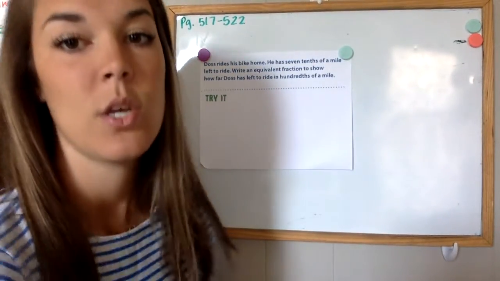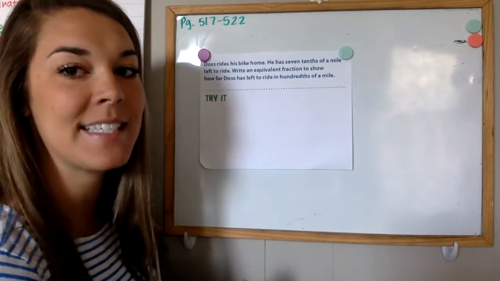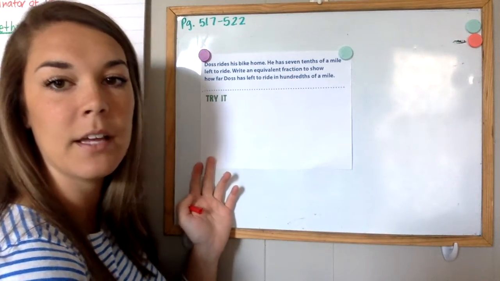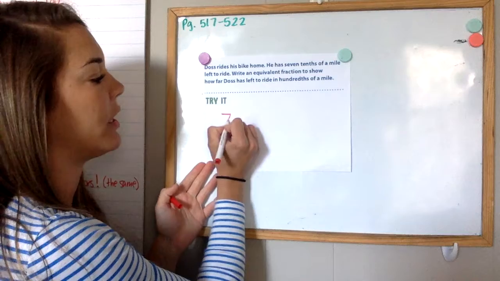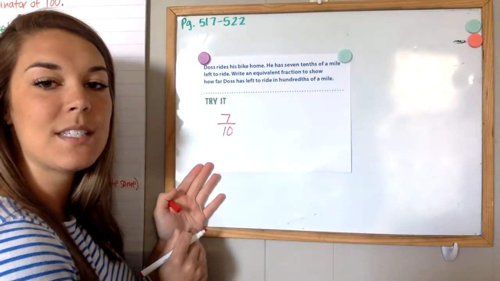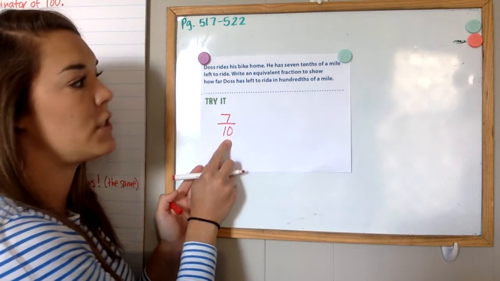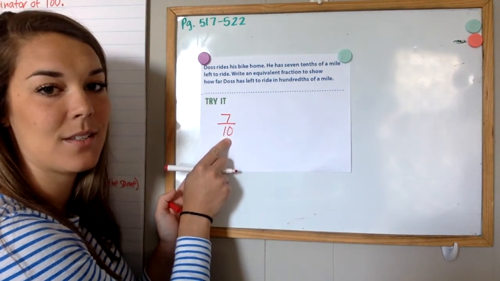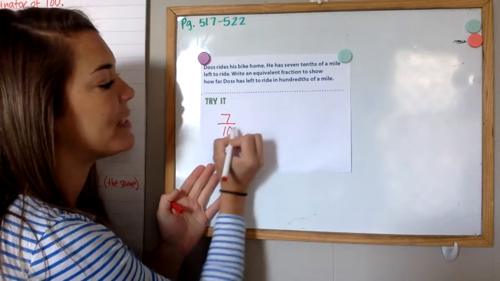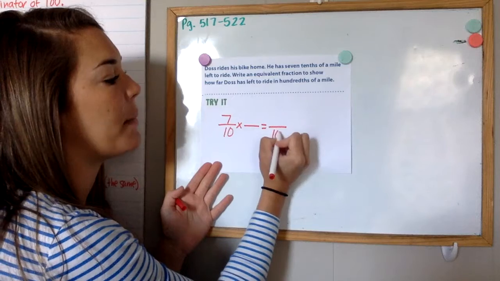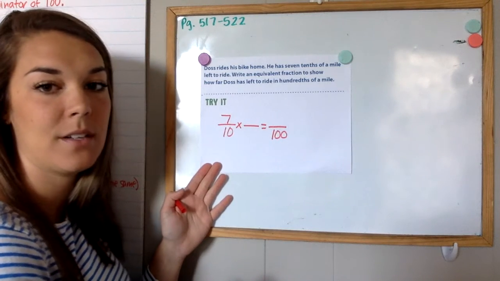Okay, so first of all, he's starting off with 7/10. Don't be messed up because it wrote it in word form, okay? I know 7/10 is going to look like 7/10, right? And so it's saying, what is that equivalent to if we're talking about hundredths instead of tenths? So I'm going to need to do 7/10 times what equals something with a denominator of 100.